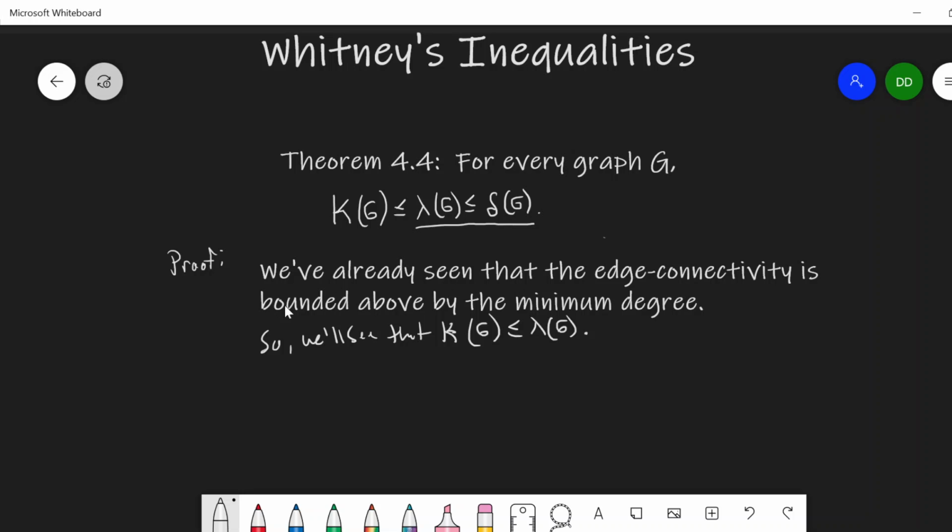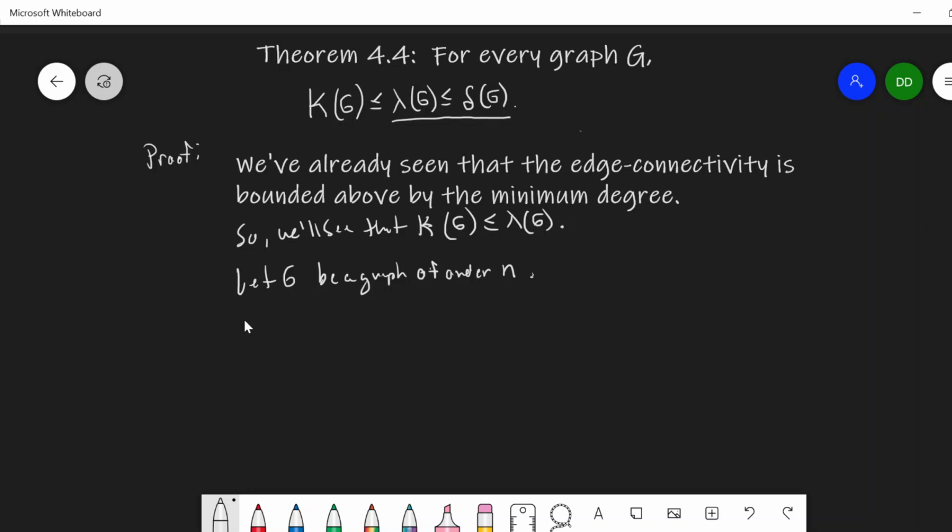So let's deal with some fringe cases first. Let G be a graph of order n. And so what I mean by fringe cases is, okay, well, what if G is disconnected? So if G is disconnected, well, then the inequality holds, because then the connectivity of G is equal to 0, and the edge connectivity of G is also equal to 0. So it takes care of that.